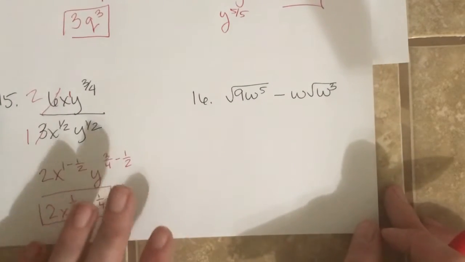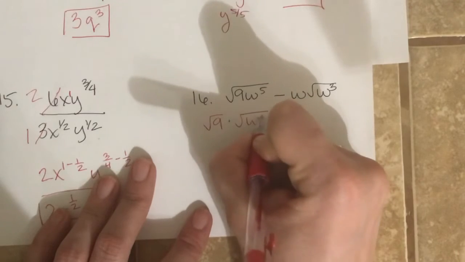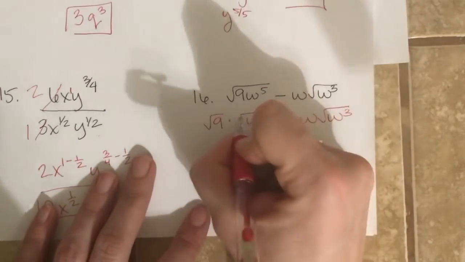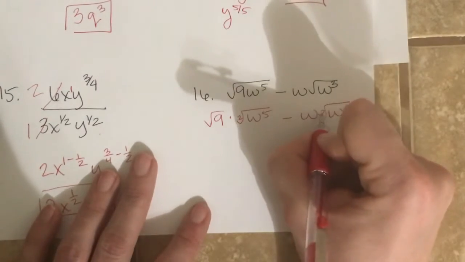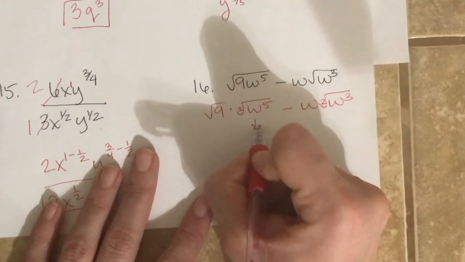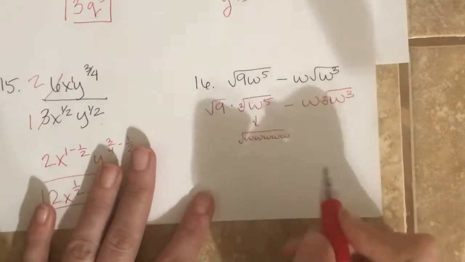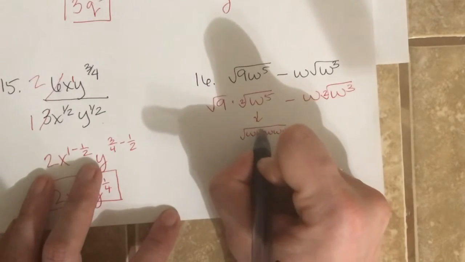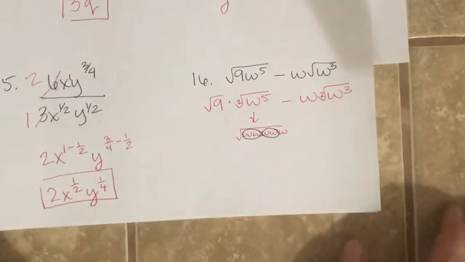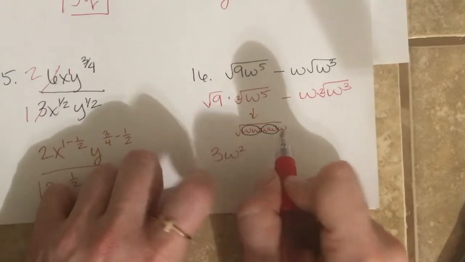Number 16. So square root of 9 times the square root of w to the 5th minus w times the square root of w cubed. Remember, this is an understood 2 for a square root. So we know that the square root of 9 is 3, but let's really think about what this is saying. This is saying the square root of w times w times w times w times w. And in order to pull out my w's, I need pairs. There's a pair, there's a pair. So that means I get to pull out w times w to the front. So square root of 9 is 3, w times w is w squared, and I'm left with a w under the radical.